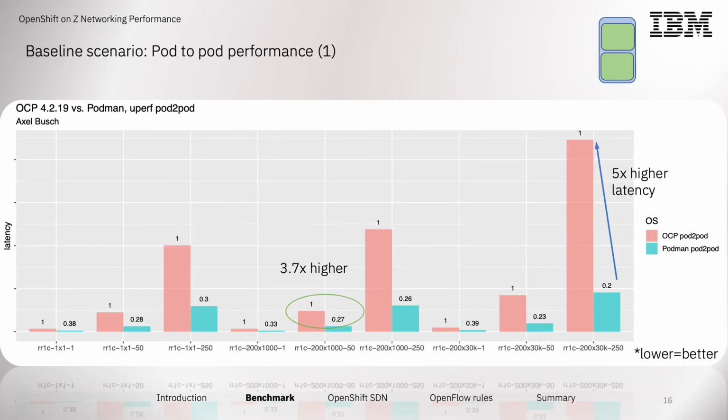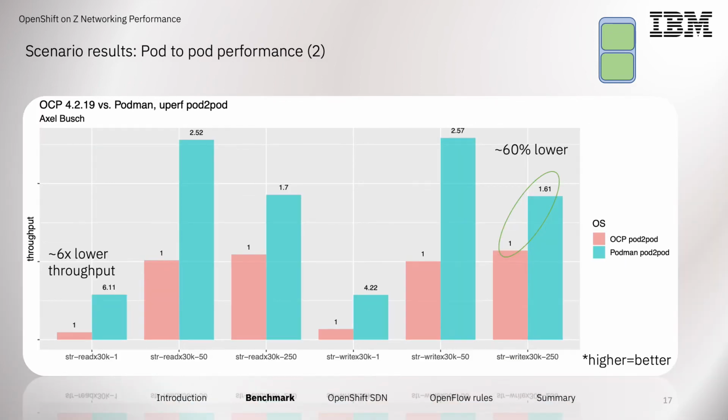Let's first have a look at the baseline scenario, namely the pod-to-pod performance, once with OpenShift and one time without OpenShift. The green bars are the latency for the workload running in Podman without OpenShift, and the red bars are running the workloads or the benchmarks within OpenShift. What we can see here is, depending on the workload, we can get up to 5 times better performance when running in Podman instead of OpenShift.